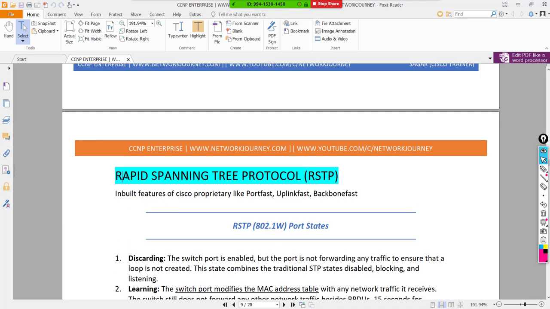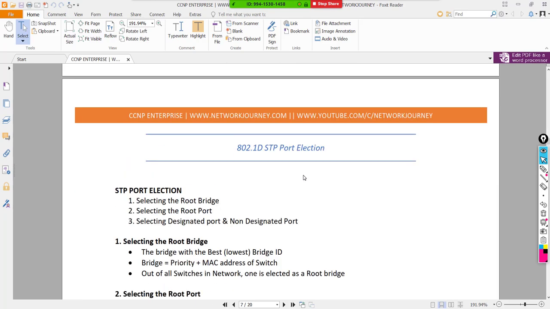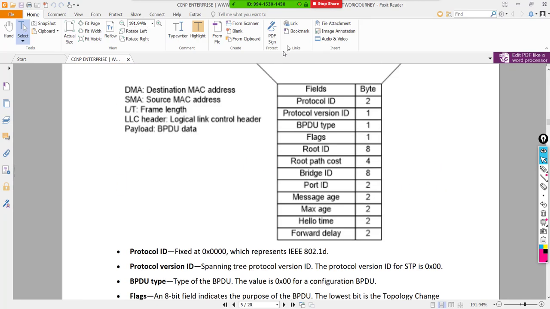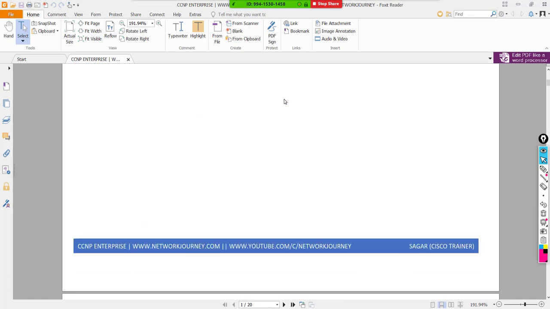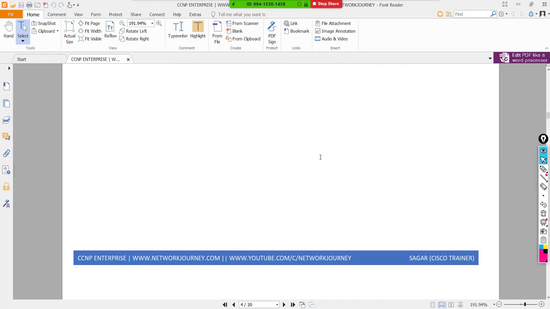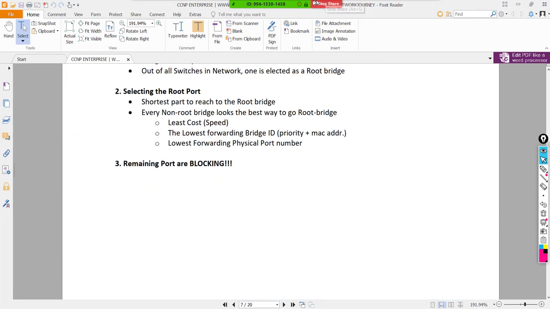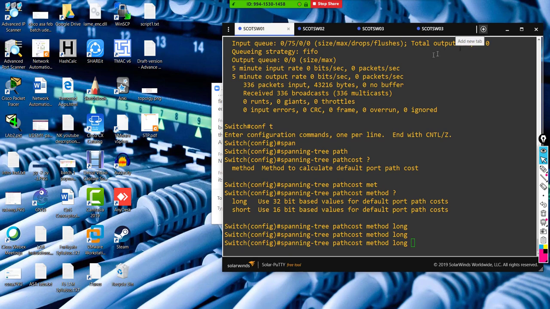Okay. Fine, rapid spanning tree I'm not going to cover today. I'll take it up in the lab. But before that, I would like to take Q&A from you. If you have any theoretical doubts, let me know. Any questions? Okay, there are a few questions put up here.